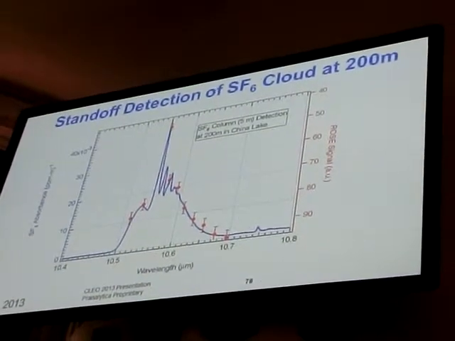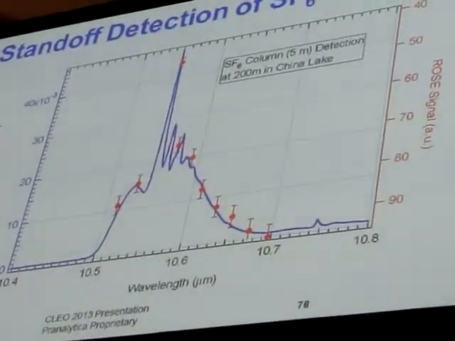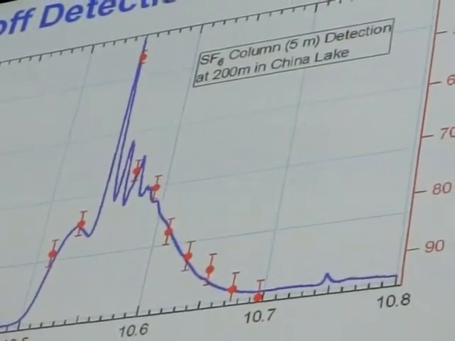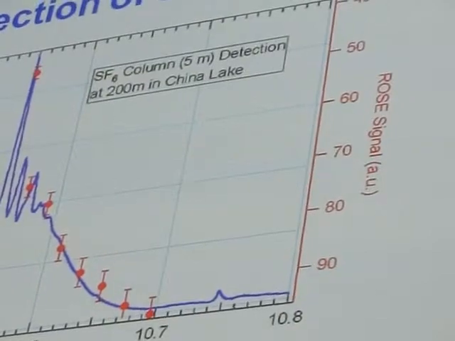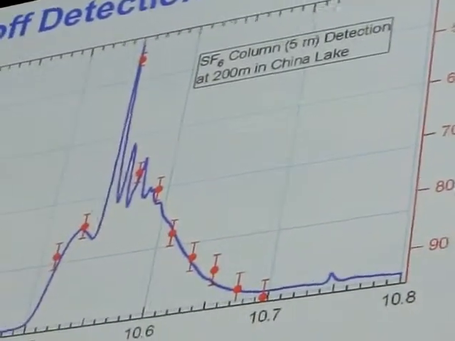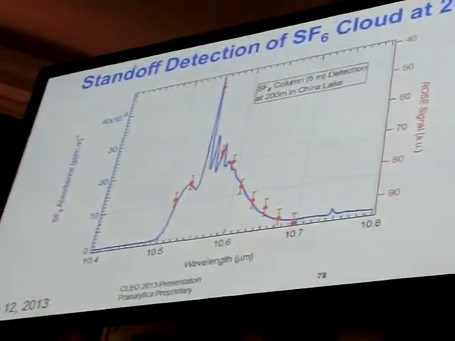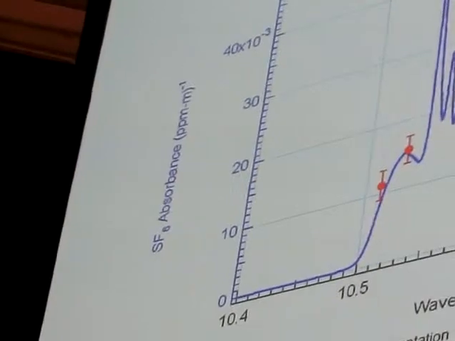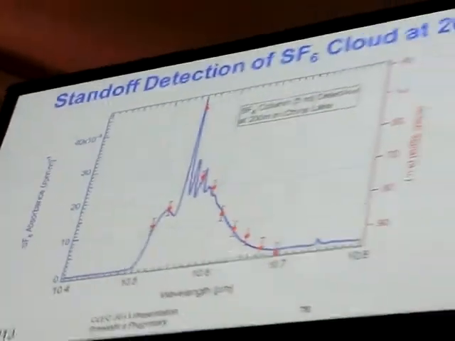You see measurements shown on this slide. The blue curve is what your laboratory measurements would be, and the red curve is what we get using the remote measurement. This is at a distance of 200 meters. So the sample is sitting at 200 meters. We are interrogating it from that distance, and we are able to see the presence of SF6 in that system.